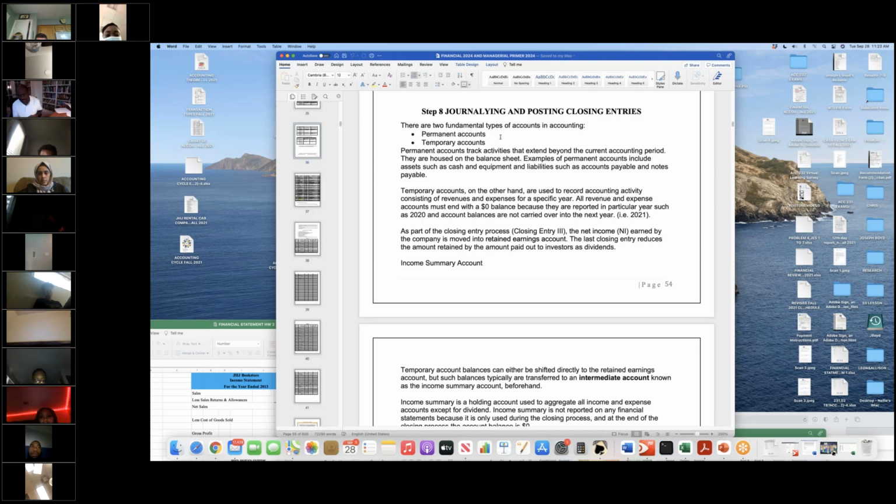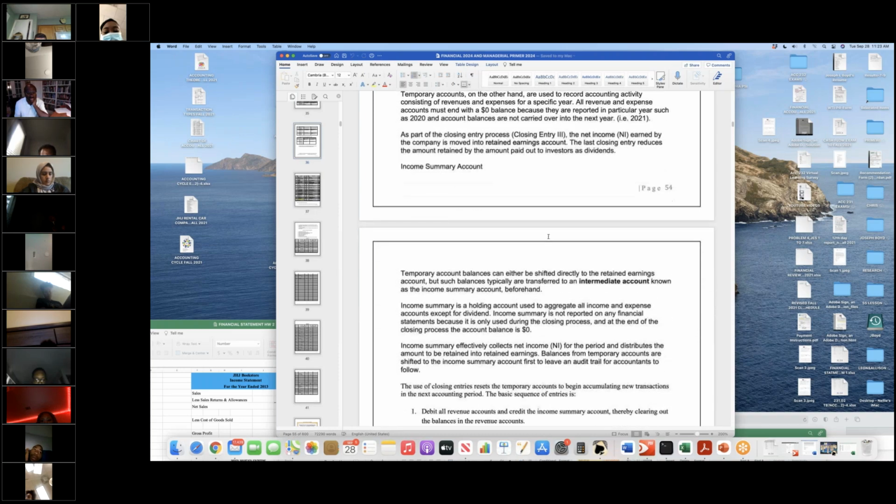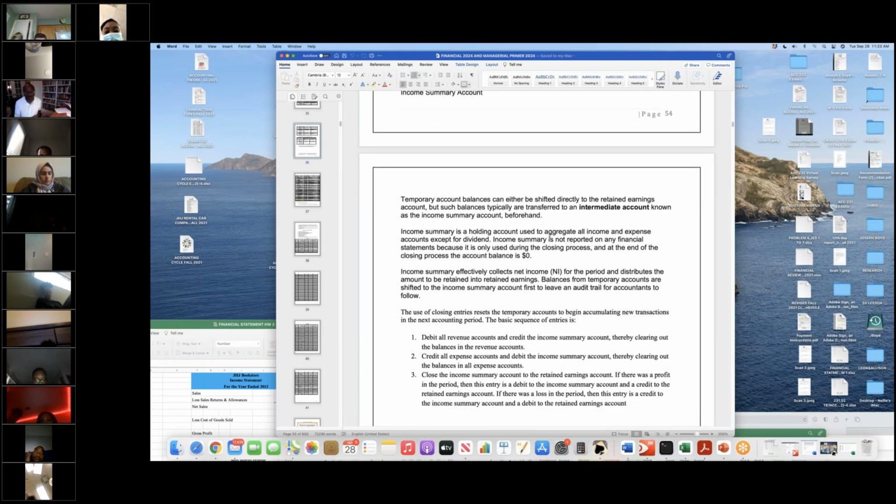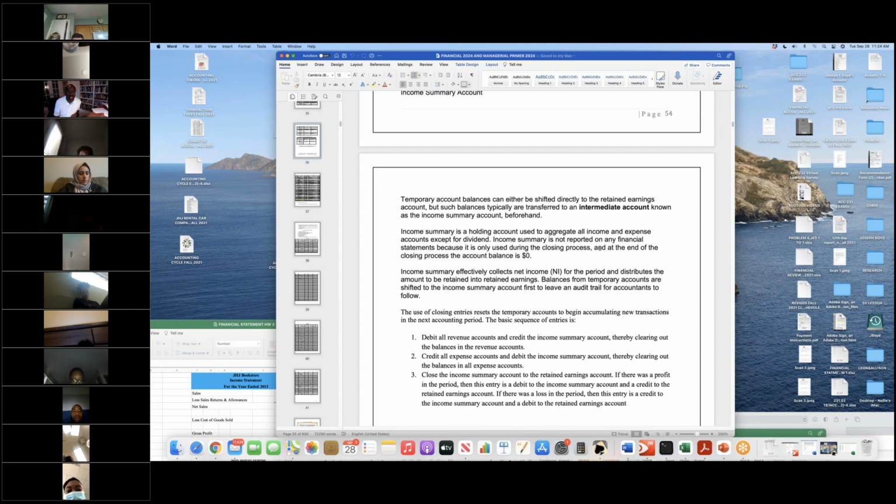Those are permanent accounts. But the income that you earn is going to cut off on December 31st. You're going to file a tax return, and when 2022 starts up, you're starting over. And so that's what happens with the business. So temporary accounts are just temporary retained earnings accounts that we close out.